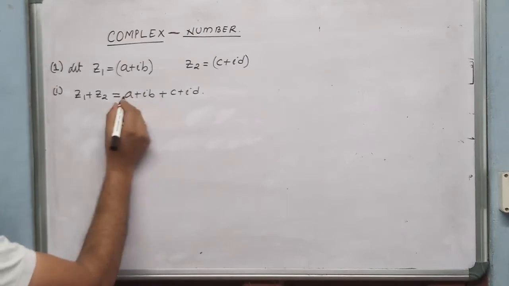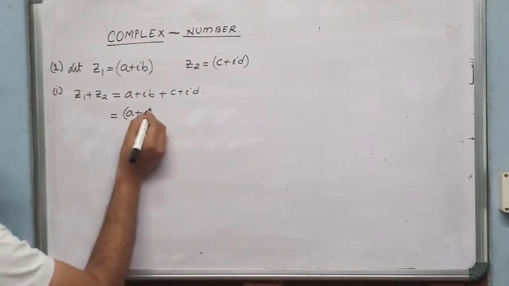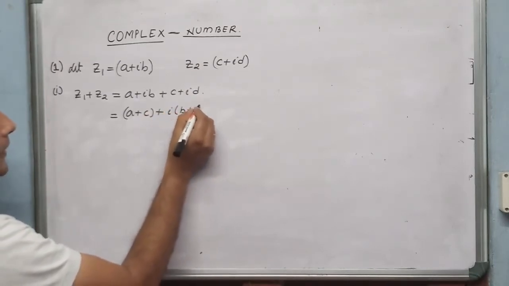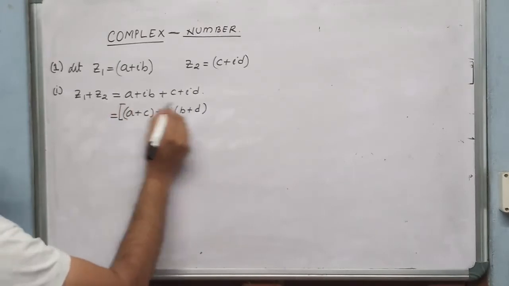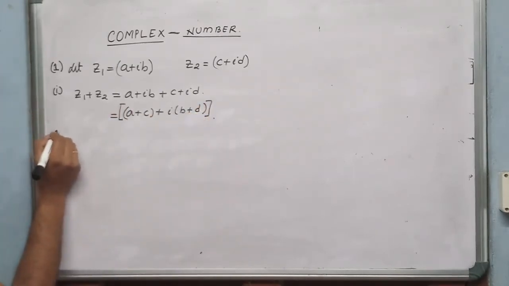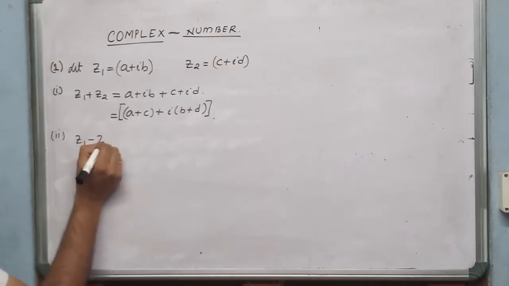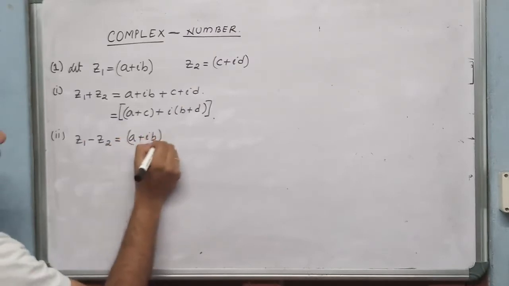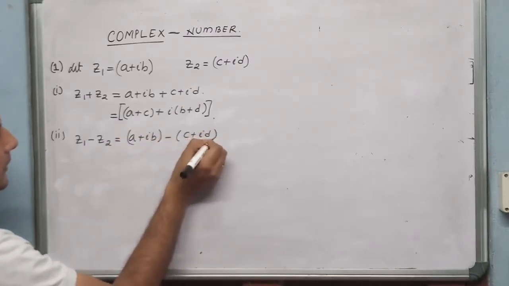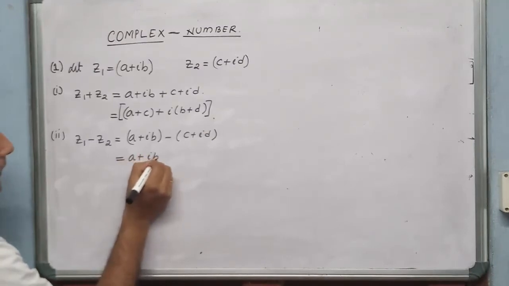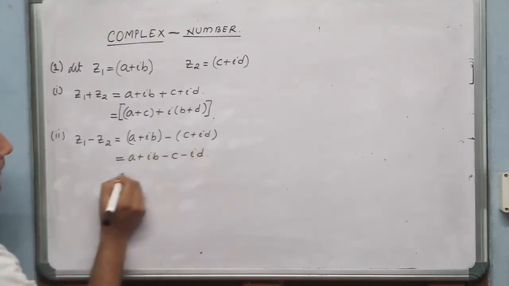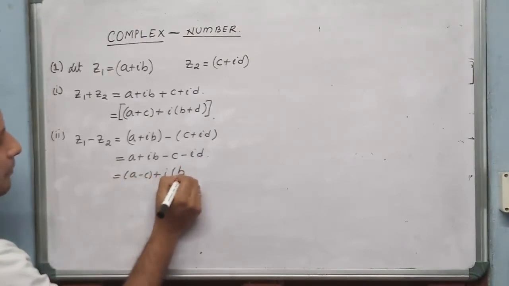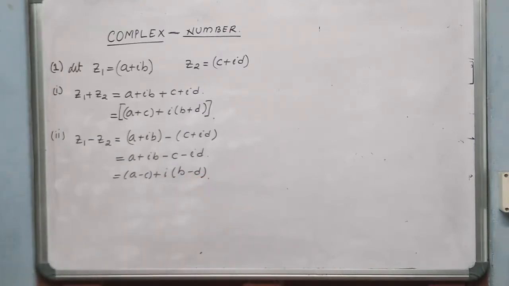Then we can write the real quantity, real plus, and from these two expressions I'll take I common, that is the imaginary part. This is another complex number. Number 2 property is the subtraction property, Z1 minus Z2: A plus IB minus C plus ID, that is A plus IB minus C minus ID, which is A minus C, taking I common, plus B minus D. This is another complex number.